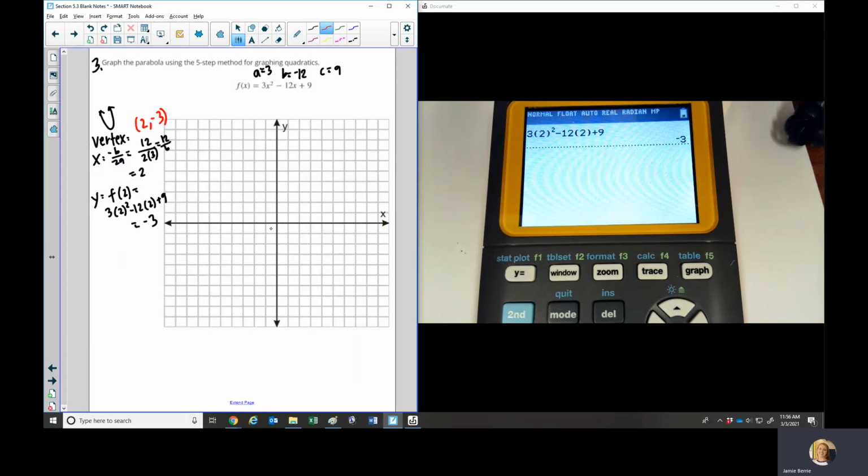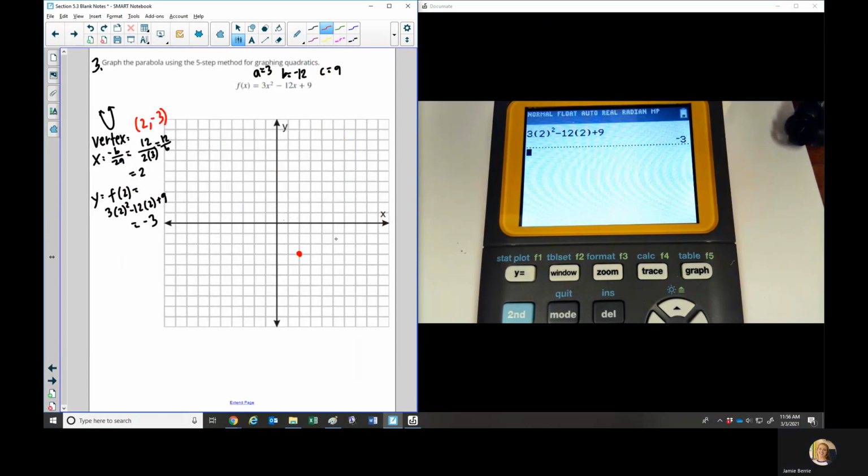You can go ahead and plot that if you want to. So to plot the ordered pair 2, negative 3, we would go to the right 2 and then down 3. So there's the vertex. Now we're going to find the intercepts, and we'll be done.